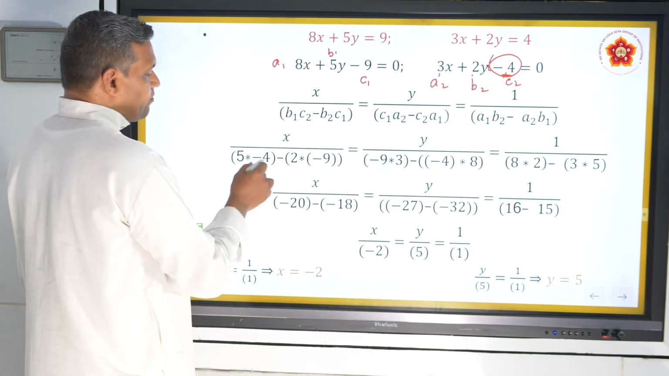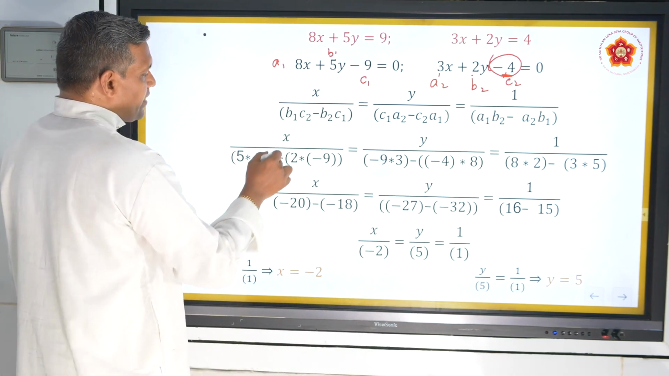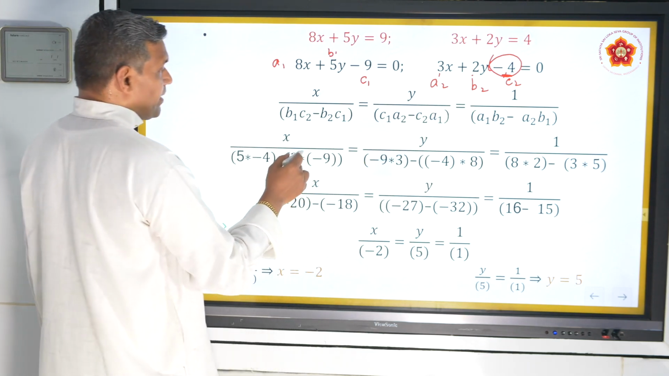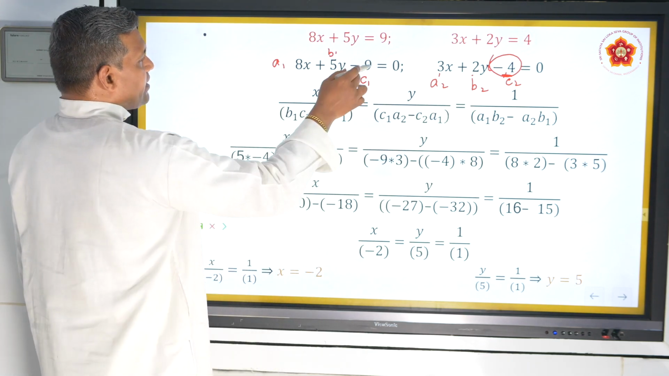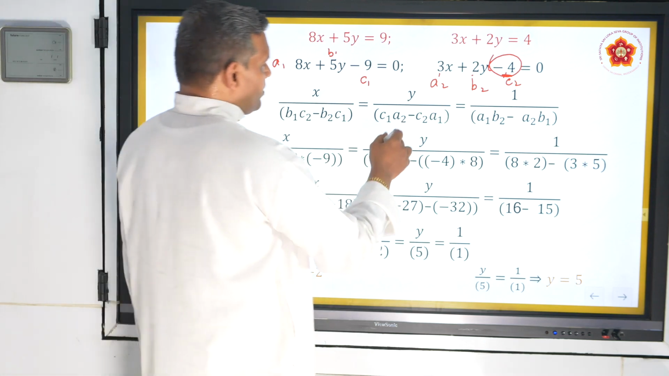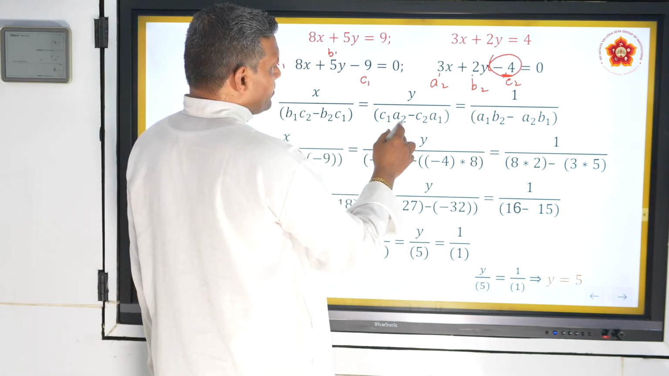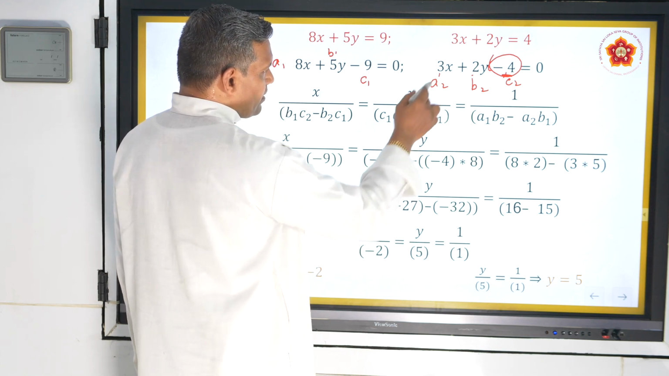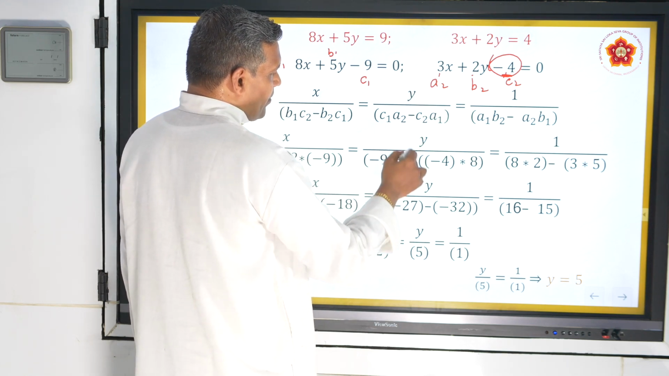So then 5 into minus 4, then what you have here is minus sign, B2 C1. What is B2? B2 is plus 2, multiplied. What is C1? C1 is here, minus 9. So here also C1 A2. C1 is what? Minus 9 into A2. A2 is what? 3. I've taken 3 minus as such.